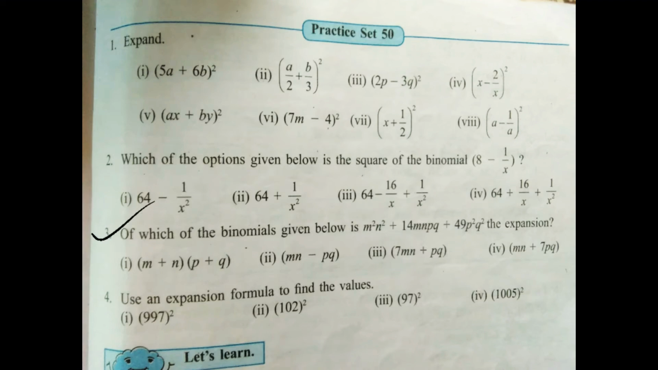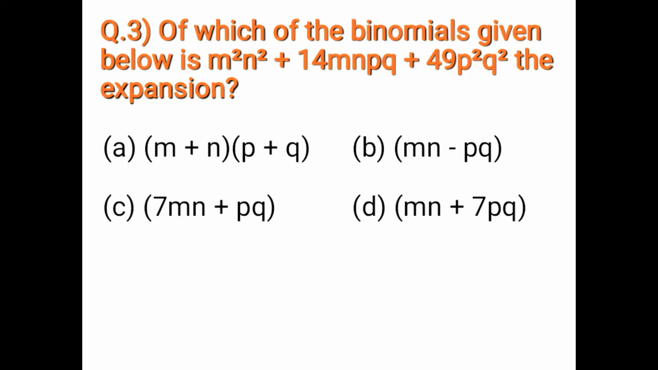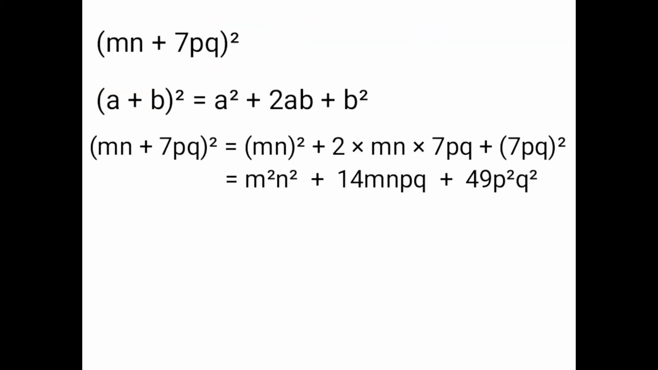Then you have to check the fourth option, mn plus 7pq. Look here now, I am solving it. I have already done it here. (mn plus 7pq) the whole square. (a plus b) the whole square is equal to a square plus 2ab plus b square. Then write the question again, (mn plus 7pq) the whole square. Which number belongs to a and b? You have to check that in the given question. mn is in the a place, 7pq is in the b place, and you have to write this expansion form.